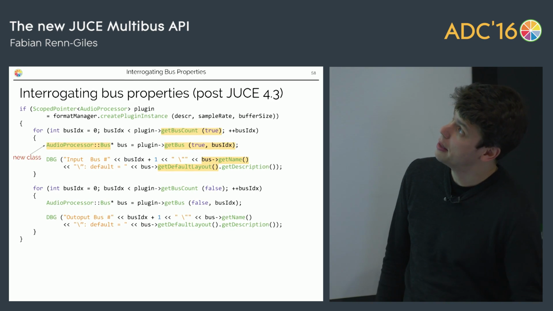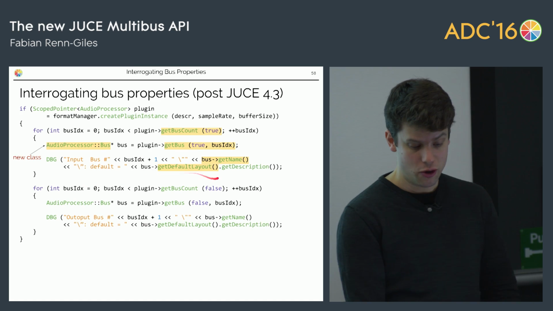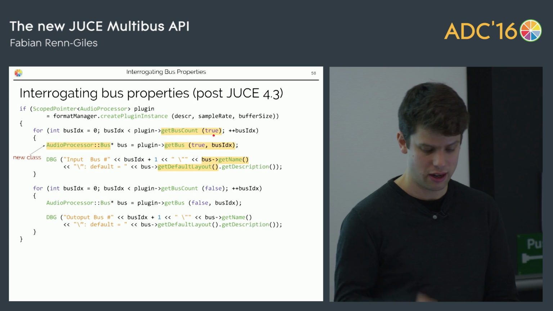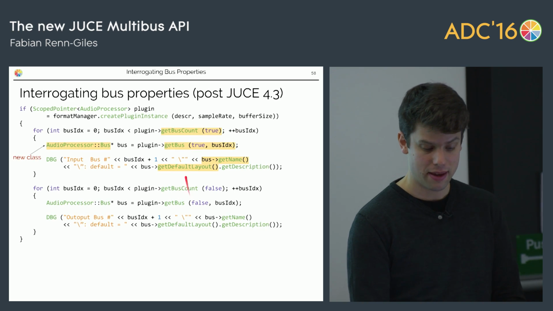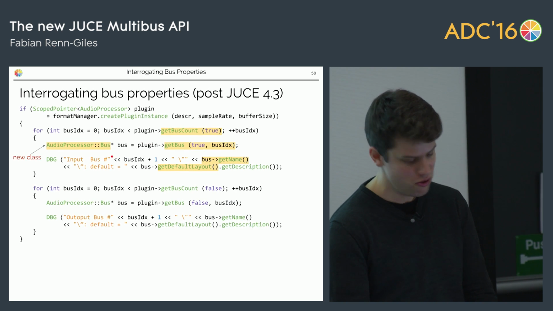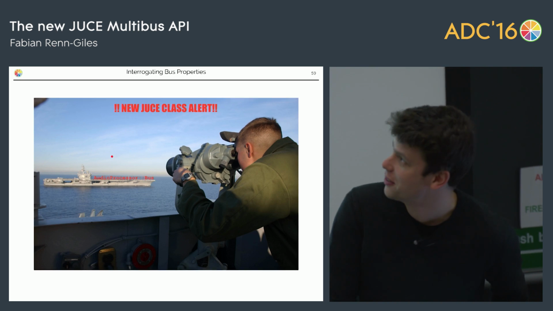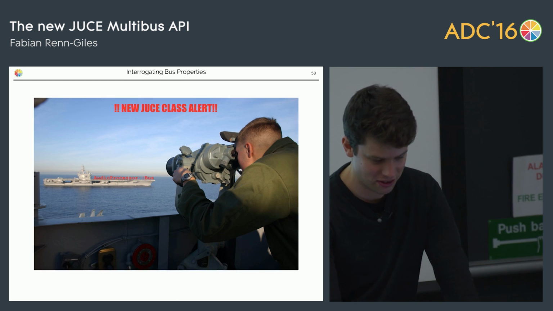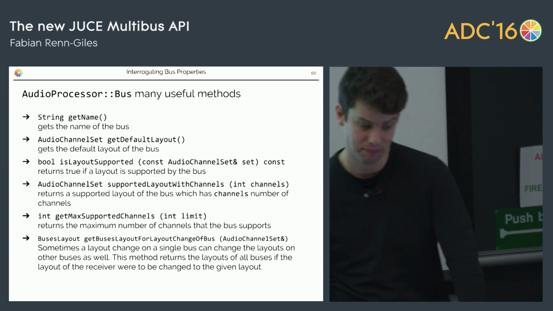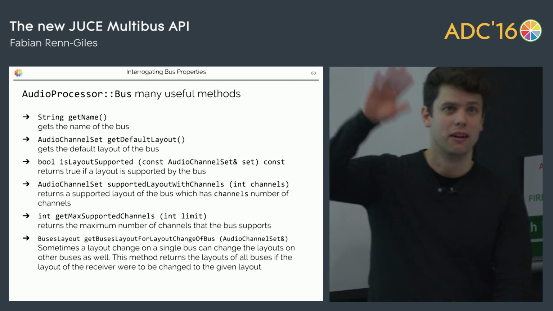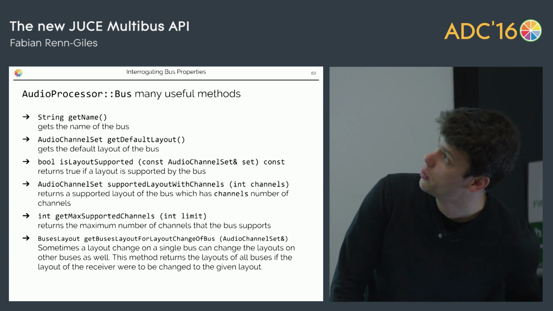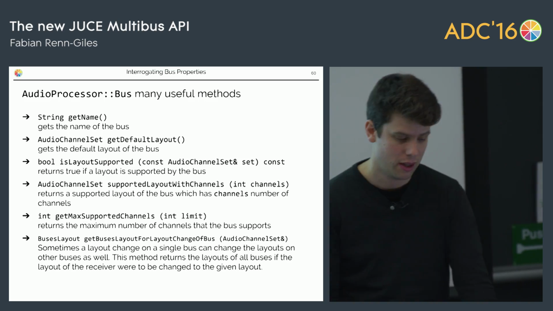With the Multibus API, there's a new method called getBusCount, which gives you the number of buses. Here, true on the input side, and false on the output side. And then you can call getBus, which returns another new class, the audio processor bus class. So there's a second new JUCE class, the audio processor bus class. It has, I think, 30 new methods. It's a big class with lots and lots of useful methods. I'm only going to go through some of them.